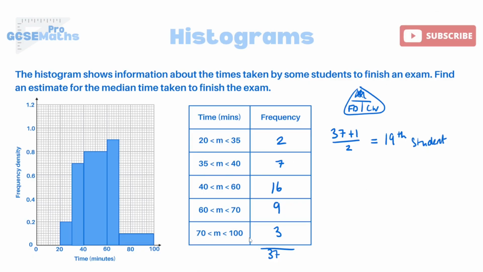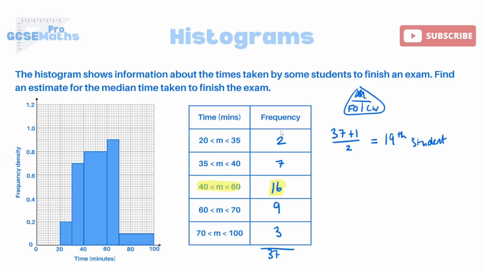So where does the 19th student lie? In which of these bars? In which of these rows? Well, we've got in order of time, the first 2, add another 7, that's the first 9 students, so still not enough. Add 16, that would give you 25 students, wouldn't it? So that would include the 19th student. So now we know that the 19th student is somewhere between 40 and 60 minutes, but I want a more specific estimate.